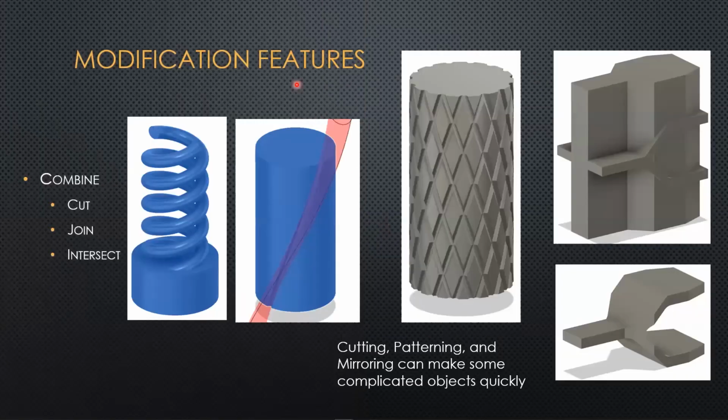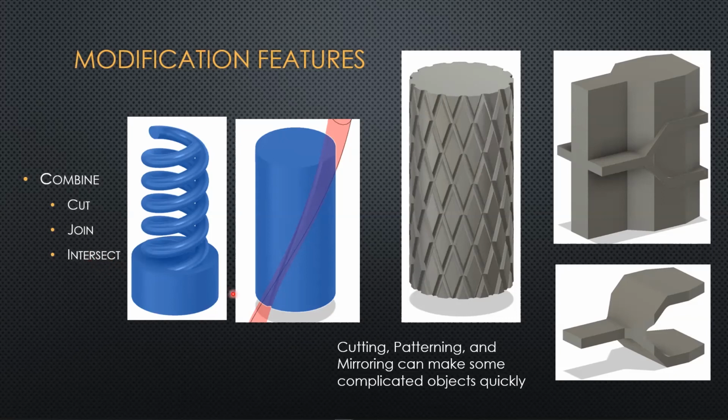Next is more modification features. So combine. Combine is 3 different, really smaller commands. So it's cut, join, or intersect. Join is pretty obvious: in this case, it's 2 helixes and a cylindrical base that you're joining all together. For cut, this is a swept profile that is being cut, and then it is patterned and mirrored to make this really complicated looking design on the cylinder.